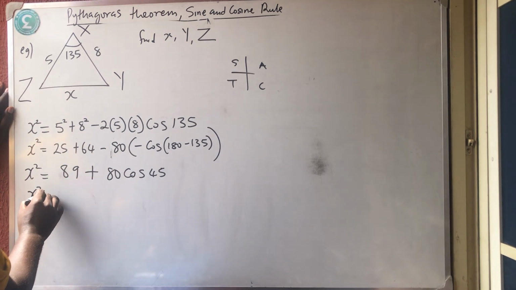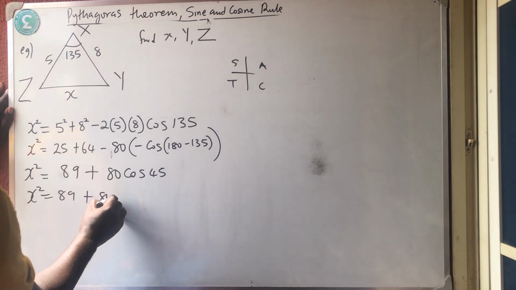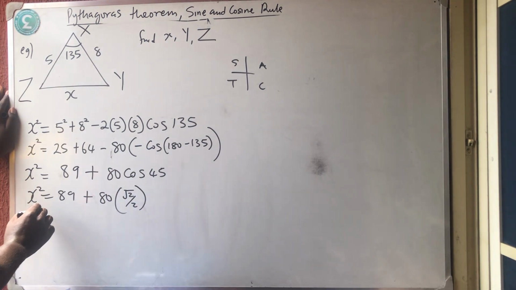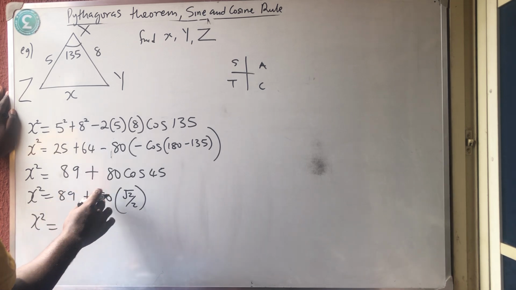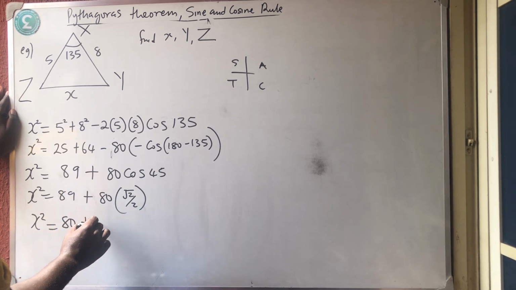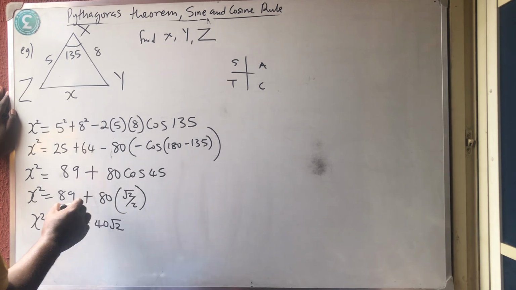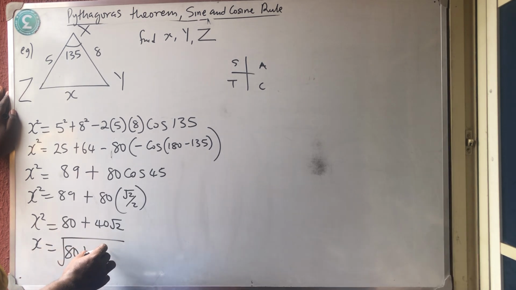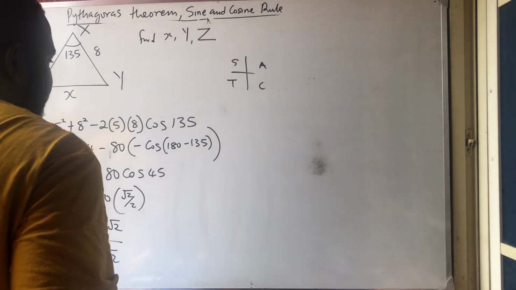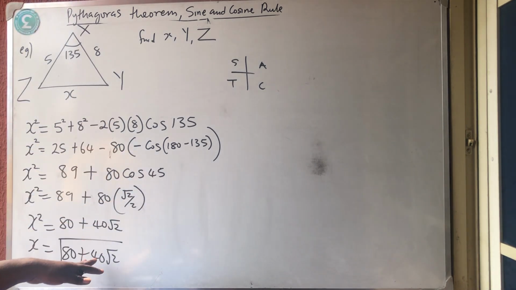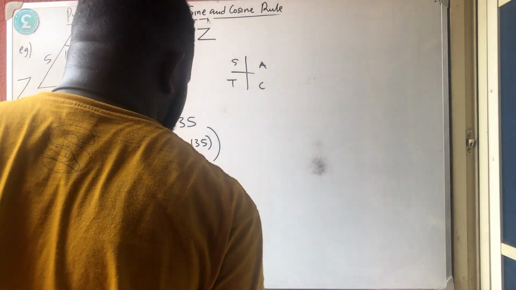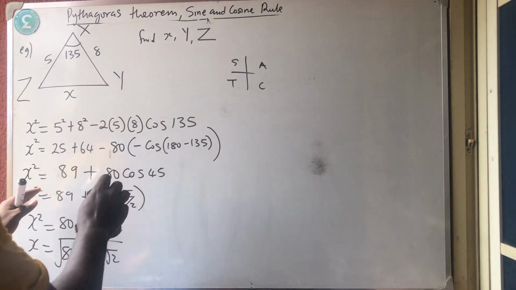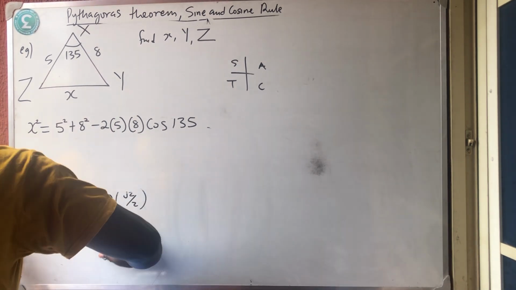So my x squared is equal to 89 plus 80 bracket cos 45, and cos 45 is root 2 over 2. So x squared is equal to 89 plus 40 root 2. So x is the square root of 89 plus 40 root 2. But if you don't want to follow all these processes that I did, just get what cos 135 will give you in decimal place and then put it. Let me just do it without following all these processes.